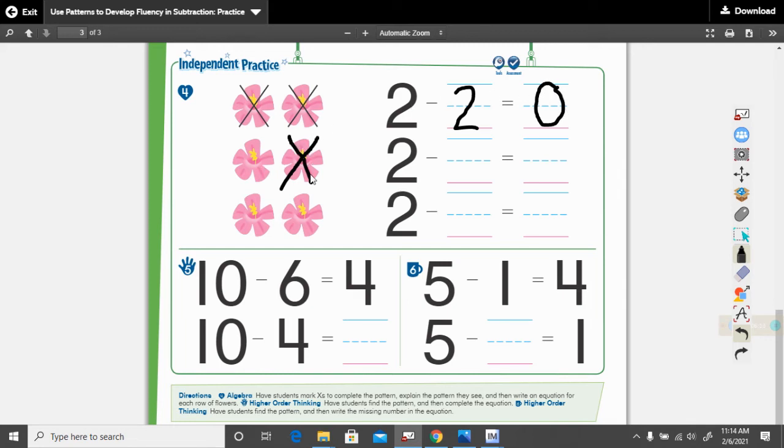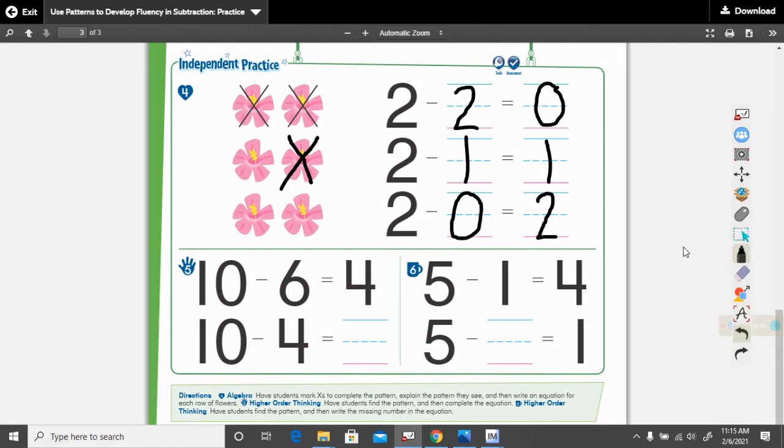Here, we decided to only take away 1 because we're trying to make a pattern. 2 minus 1 equals, how many are left over? 1. And here, to finish our pattern, we didn't take away any. 2 minus 0. 2 minus none equals, how many are left over? 2. Now, down here at the bottom, this is getting a little tricky.